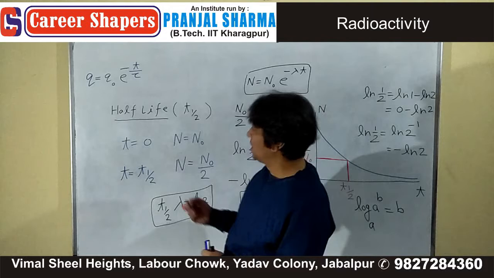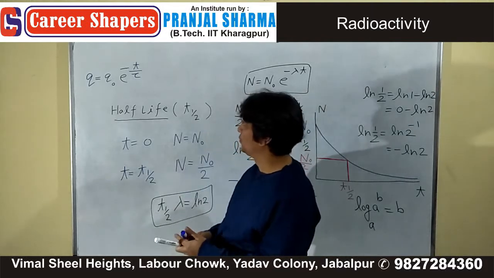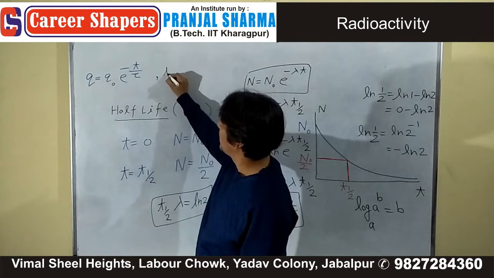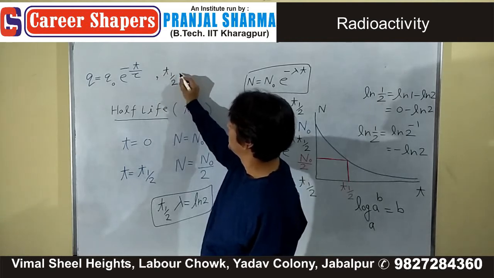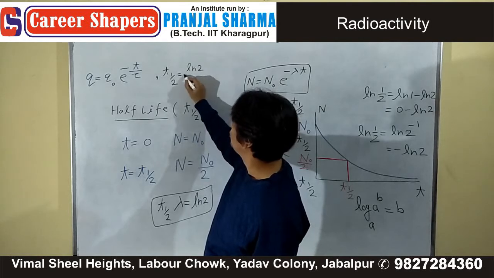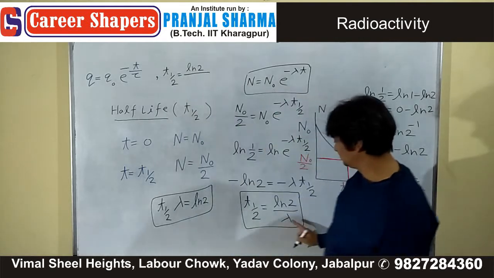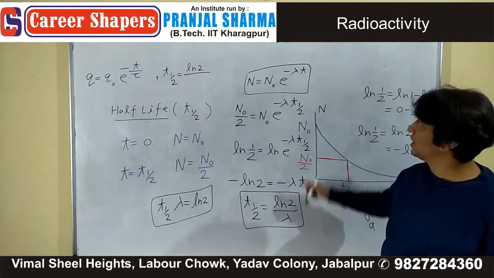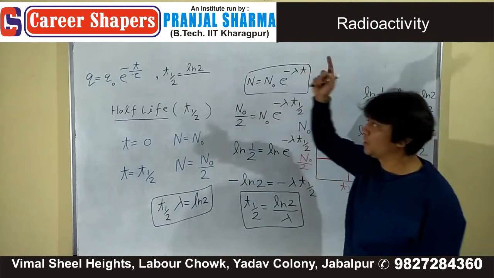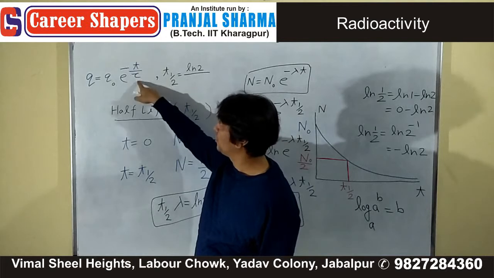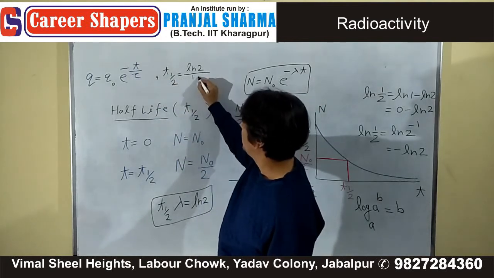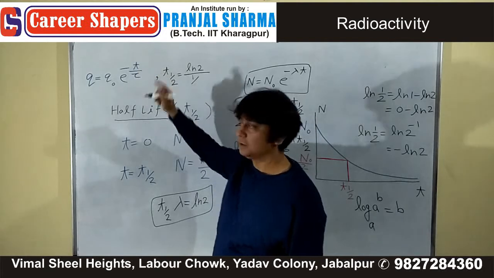So, what is half-life? If you go for half-life, look here. You will say that T half is ln 2 divided by lambda. But what is lambda? Coefficient of T. What is coefficient of T? 1 upon lambda, 1 upon tau.